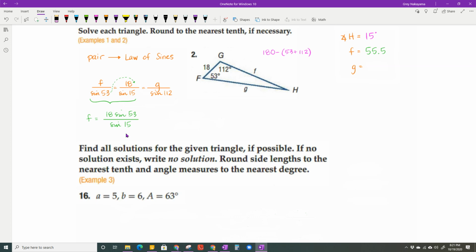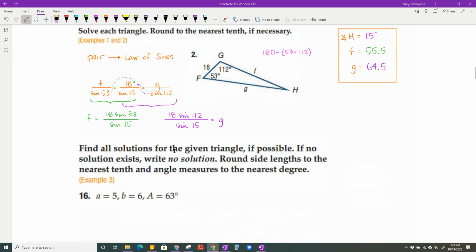Now, I've already got it set up, y'all. I'm looking for G. So this time I'm going to use this side of my extended proportion. If I'm solving for G, I'm going to multiply both sides by the sine of 112. So I'm going to put it over there. So I'm going to have G equal to what's on top, 18 times the sine of 112, and what's on bottom is the sine of 15. And so G is equal to 64.5. And that's all you got for that. Pause one sec. Okay, next.